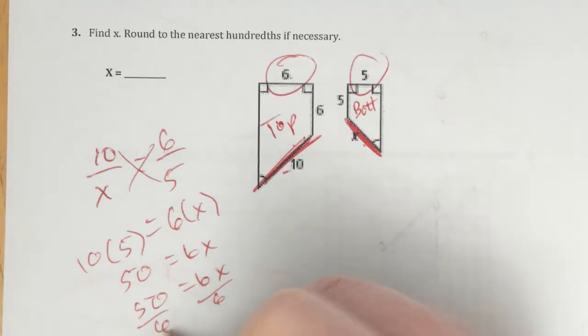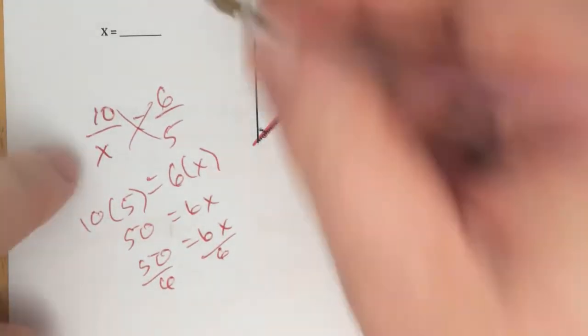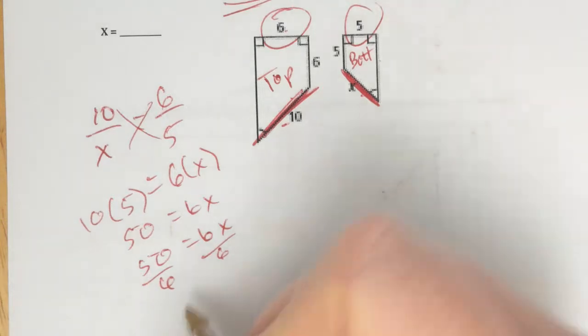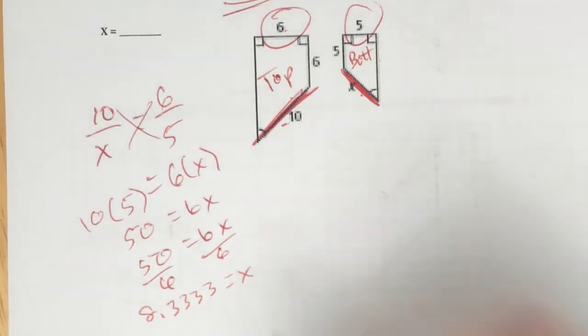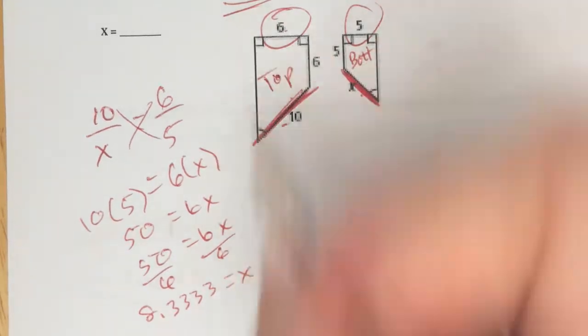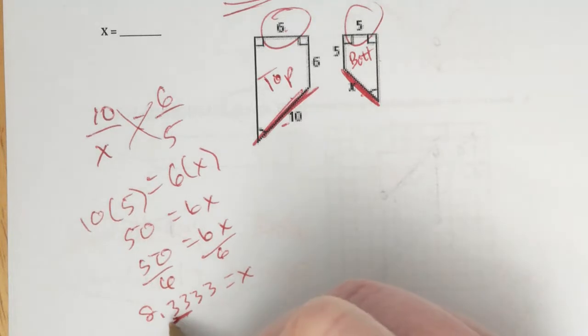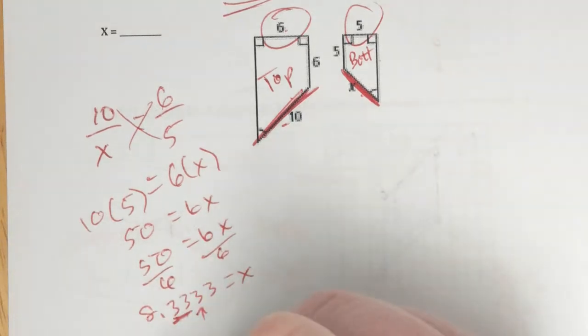How do you get x by itself? You would divide by 6 on both sides. Later on they're going to say give it to the nearest hundredth. So 50 divided by 6, and we get 8.33333333 equals x, right? Now they said to the nearest hundredth. So the question is, are we staying at 0.33 or are we going up to 0.34? And we would stay at 8.33 as your final answer.